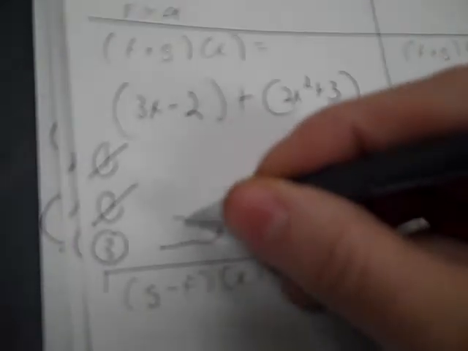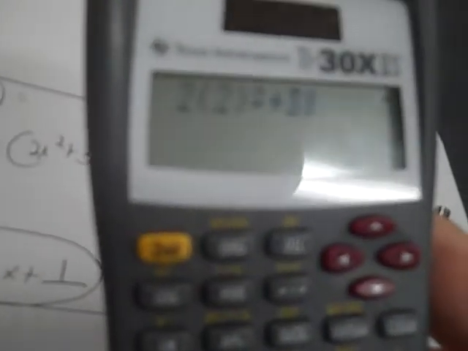So 2 is my x to the second coefficient. My x coefficient is 3. Then I add negative 2 plus 3, and that's 1. Okay, then I put 2 in there. So 2, and then 2 to the second, plus 3 times 2, plus 1, 15. So f plus g of 2 is 15.